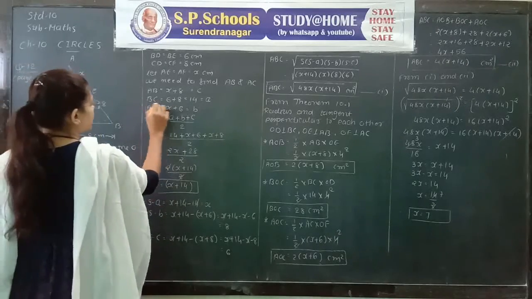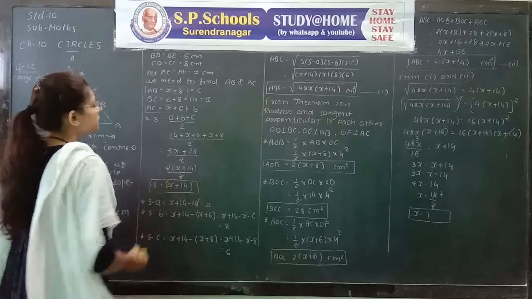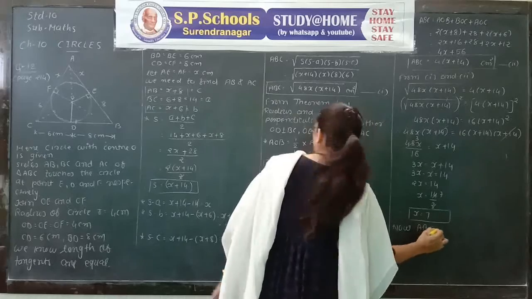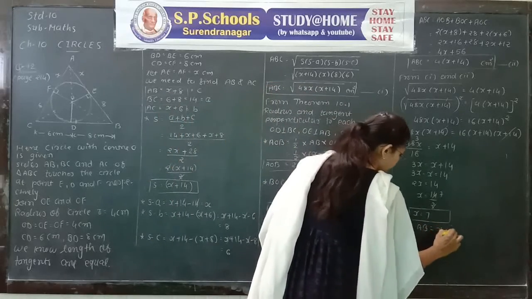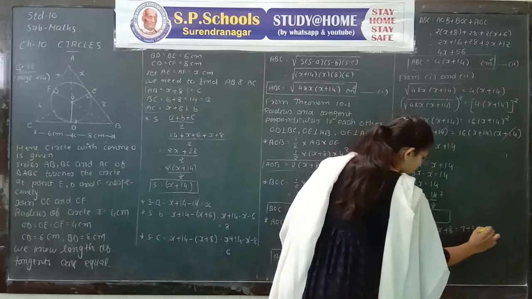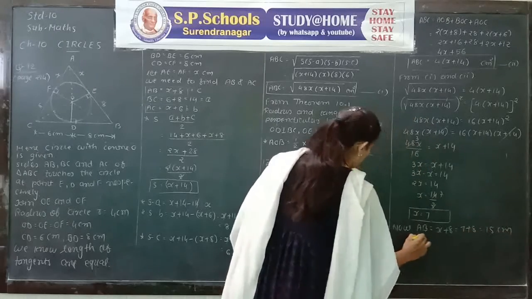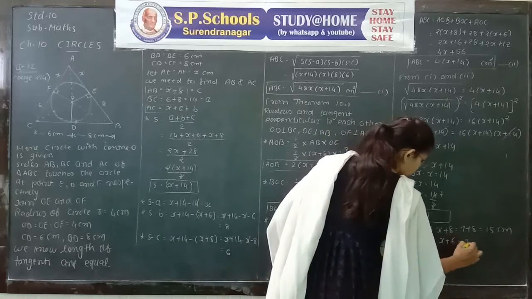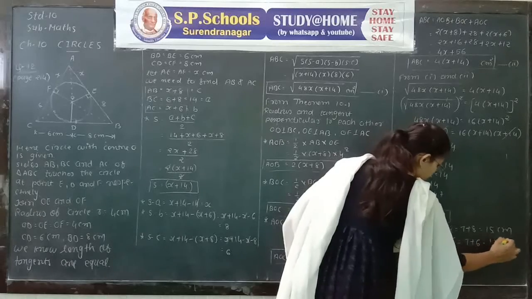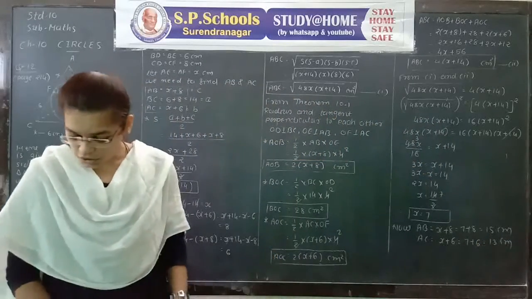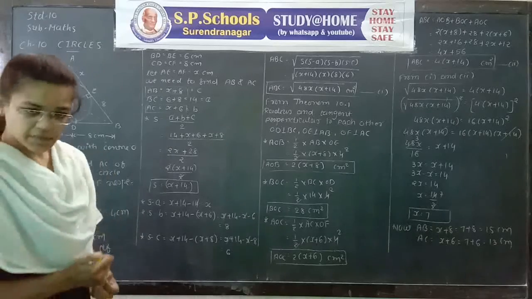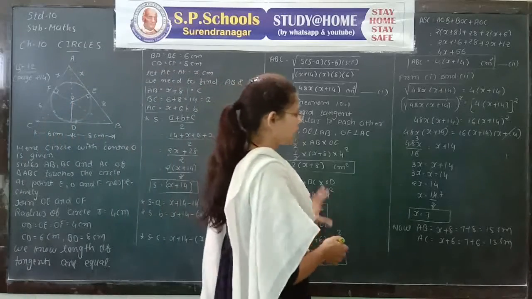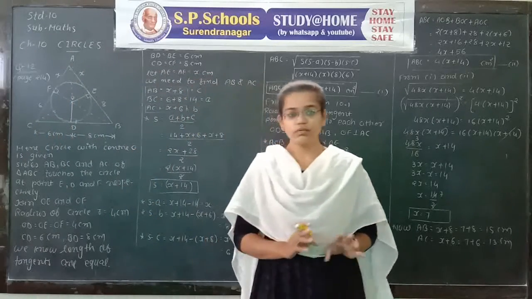Now, to obtain AC and AB, use x plus 8 and x plus 6. AB is equals to x plus 8 means 7 plus 8, which is 15 centimeter, and AC is x plus 6, where x is 7 plus 6, which is 13 centimeter. In the question, we need to find the two sides, the sides AB and AC. The sides AB and AC are respectively 15 and 13 centimeter. Hence the question number 12 is completed.